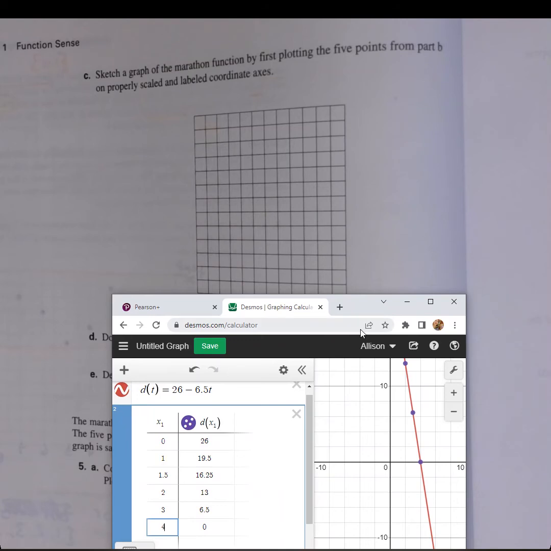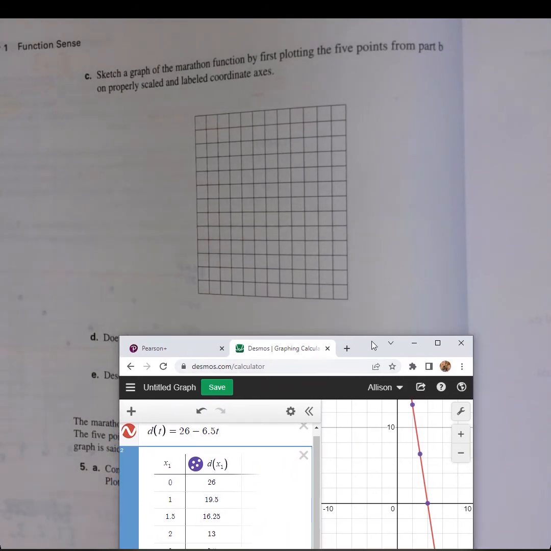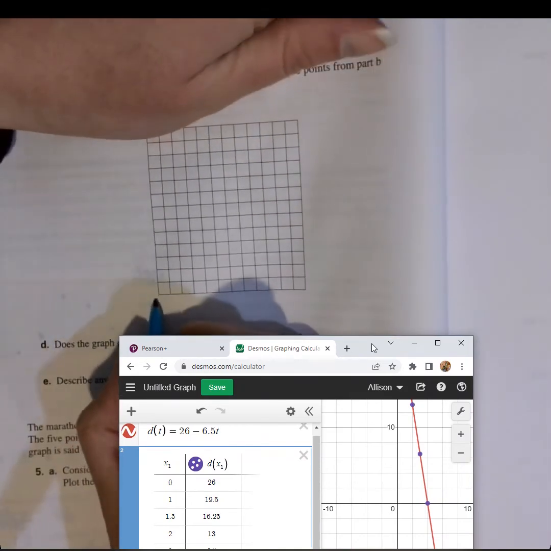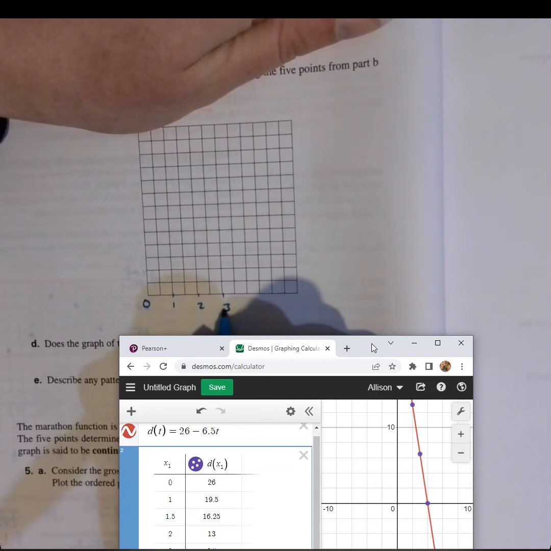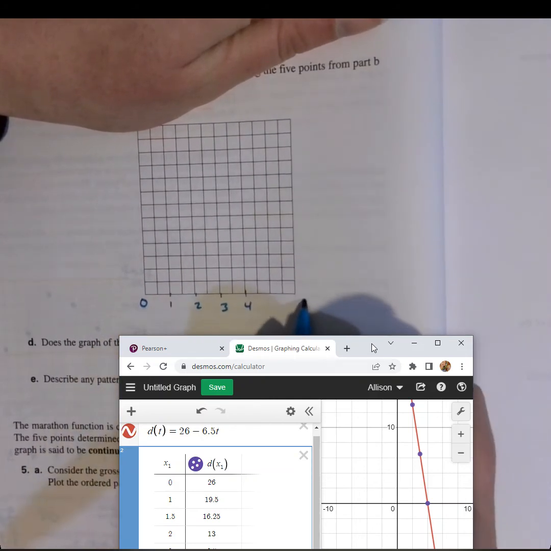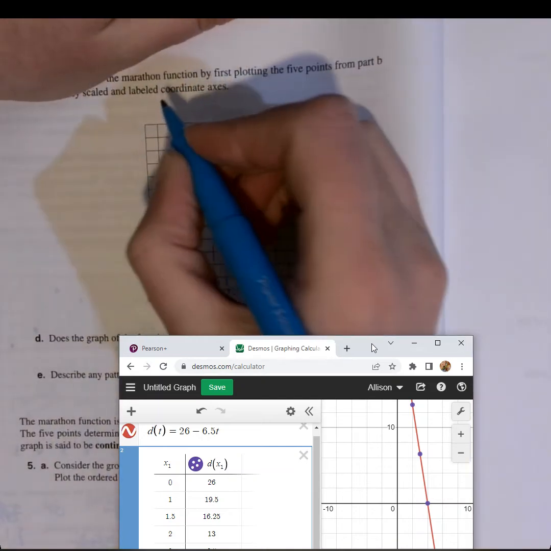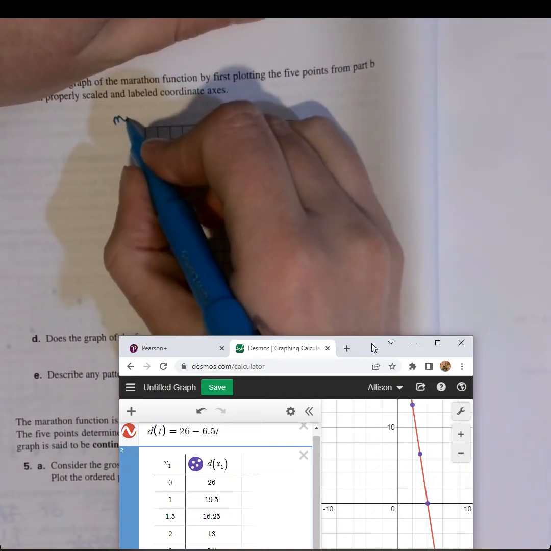We are going to now sketch the graph of the marathon function by first plotting the 5 points from part A on a properly scaled labeled coordinate axis. So I'm going to pull my graph over here so I can see it again. 0 to 4. So I'm going to space these out, probably every other one is going to be one of my values. So I'll do 0, 1, 2, 3, 4, and this is in hours. And then this is going to be in miles left to run.